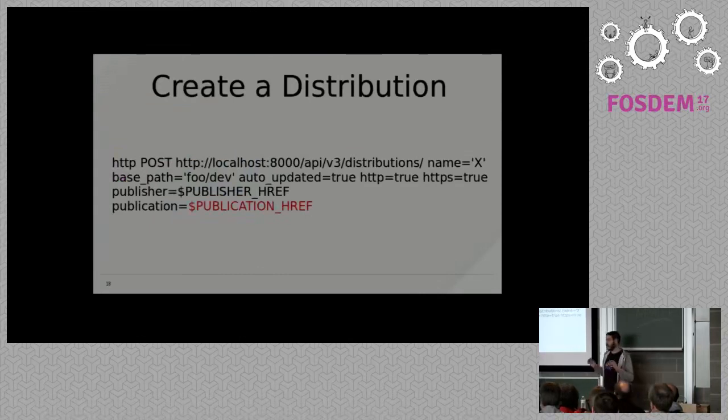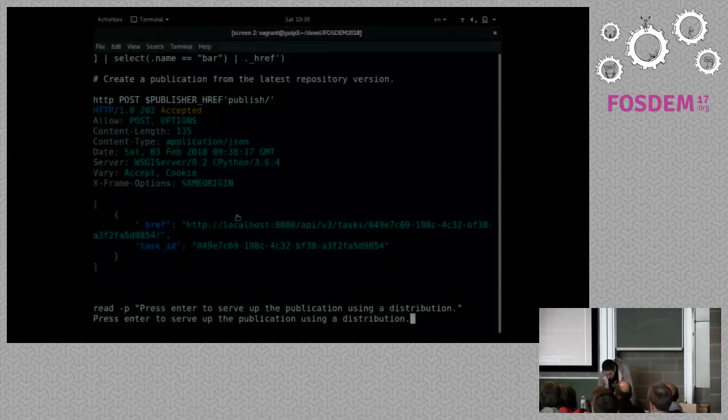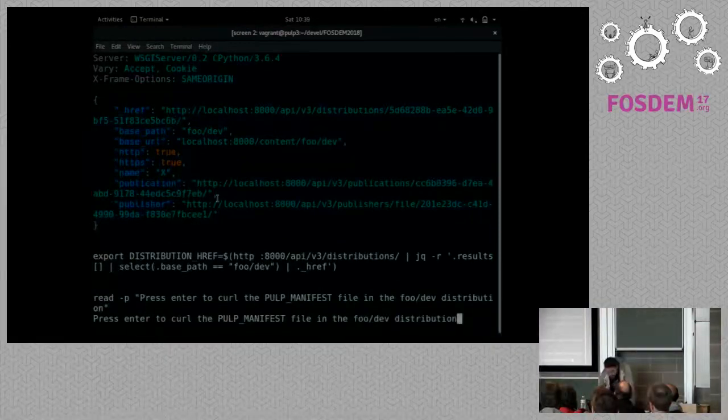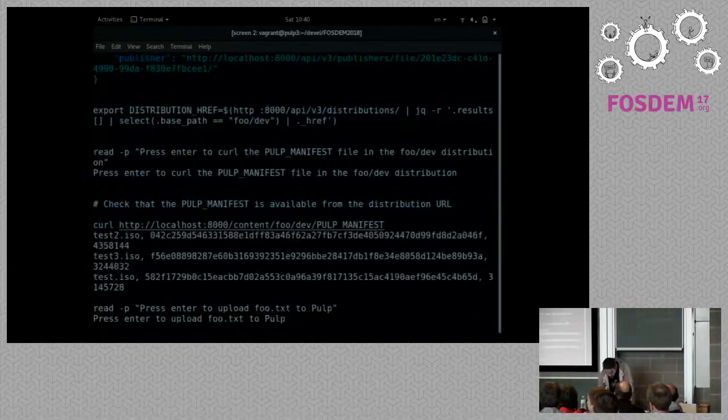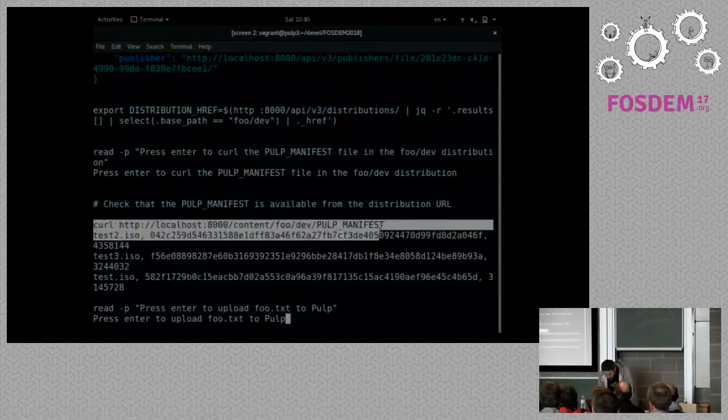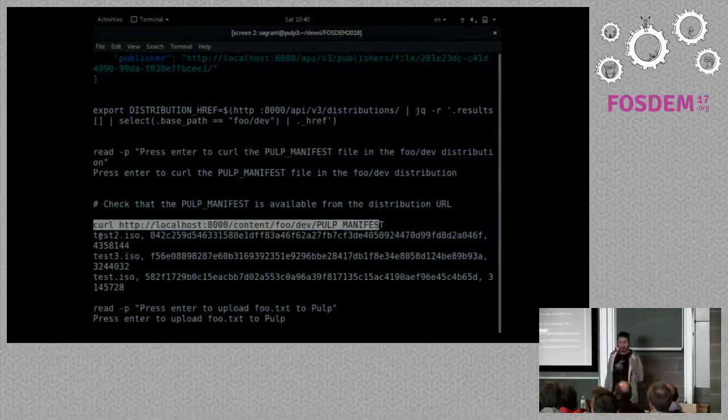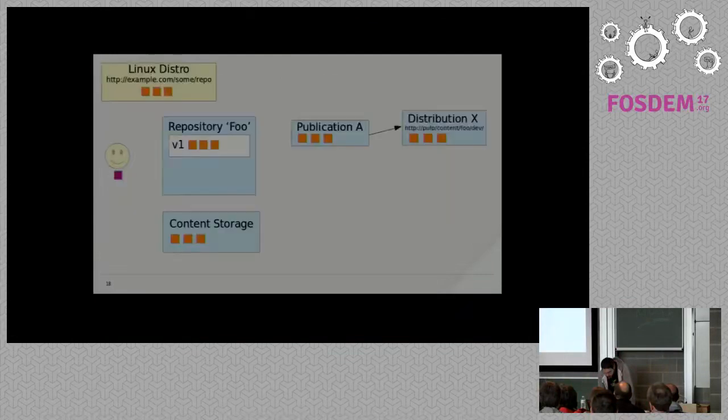Now, whenever we want to make this publication available via HTTP, we need to create a distribution. Distributions basically serve your publications. And we're going to make this a REST API call, and we're going to specify which publication we want to make available. So we made a distribution, which means we can now look at the generated Pulp manifest file for that distribution. As you can see, I performed a curl here on the distribution, and the distribution contains the 3 files that we synced from our remote repository. So we now have a distribution that's serving our publication.